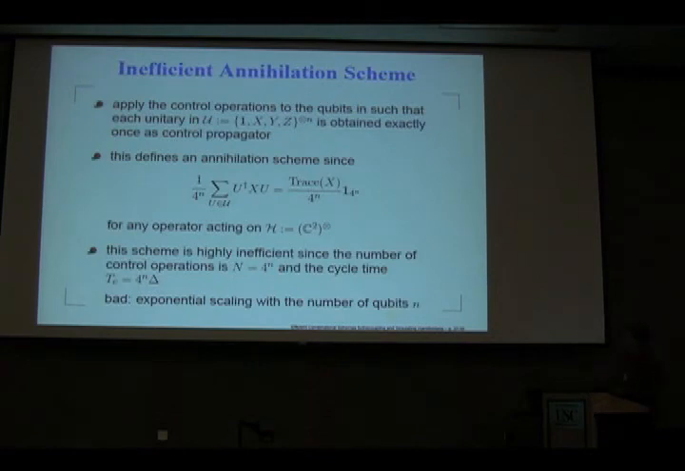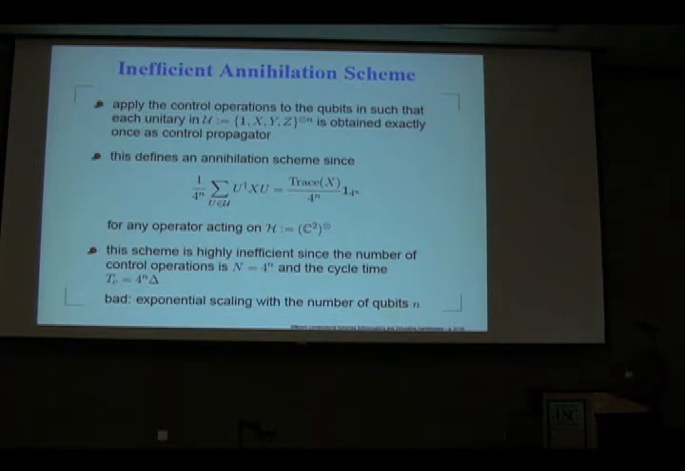Okay, so how can we achieve annihilation? Apply the control operations on the qubits in such a way that each unitary in this set here is obtained exactly once as a control propagator. And why does this define an annihilation scheme? The reason is that if we average over this set of unitary matrices, then the operator X is made to zero, provided that it has trace zero.